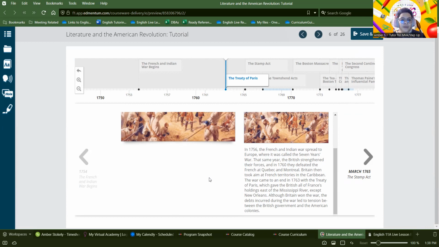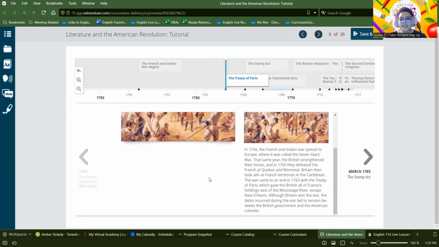But the British ended up winning. And because they won, when they signed the treaty, France gave up their land to the British. They gave up everything that they had conquered, held, settled east of the Mississippi. So if you've ever heard that phrase, east of the Mississippi River, this is where it comes from. The only place they didn't give up was New Orleans.